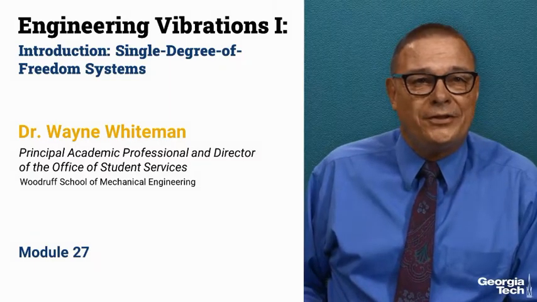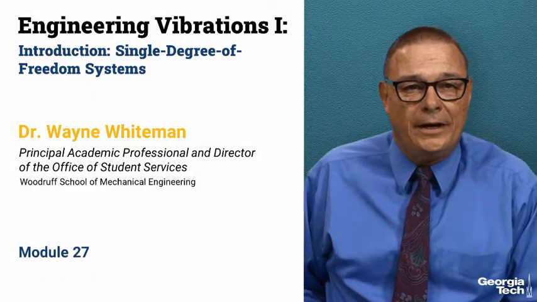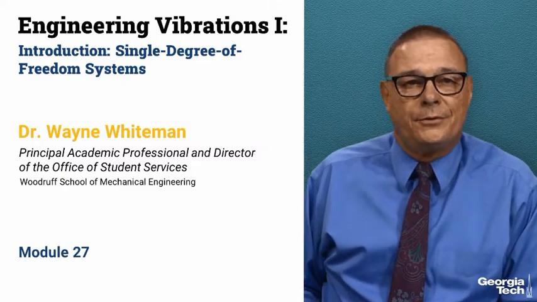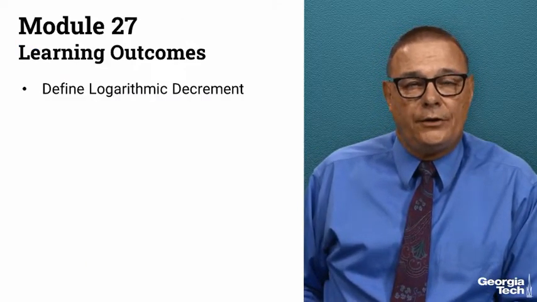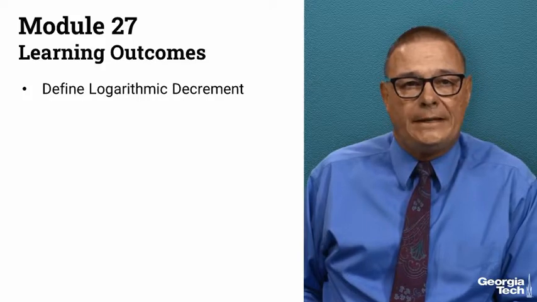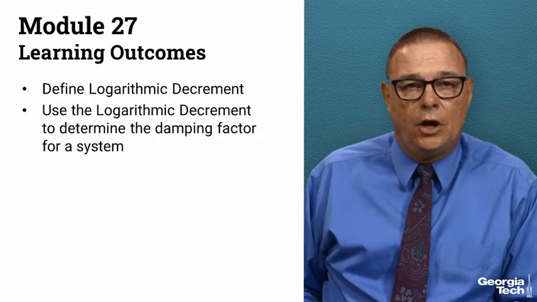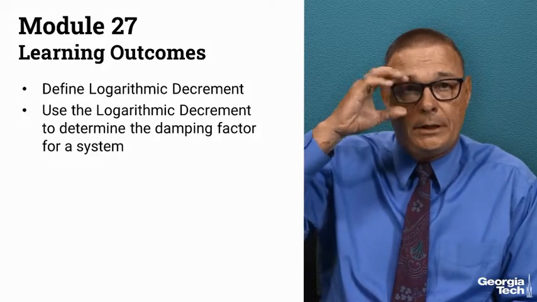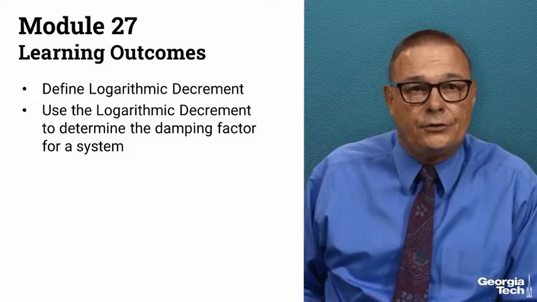Hi, this is Module 27 of Engineering Vibrations 1 and Introduction to Single Degree of Freedom Systems. Today's learning outcomes are to define something we call the logarithmic decrement, and then to use that logarithmic decrement to experimentally determine the damping factor of a system.